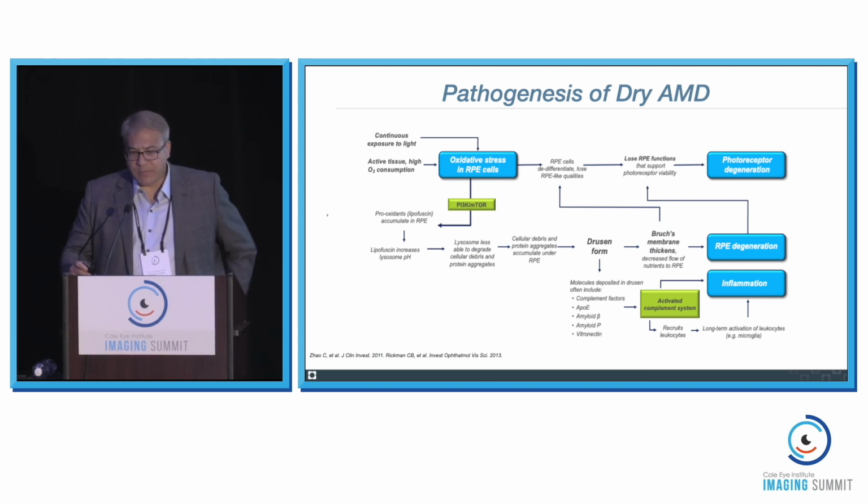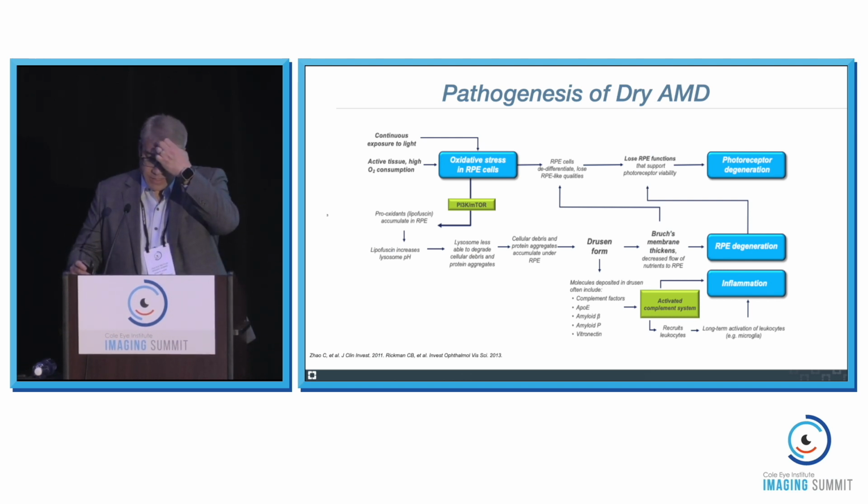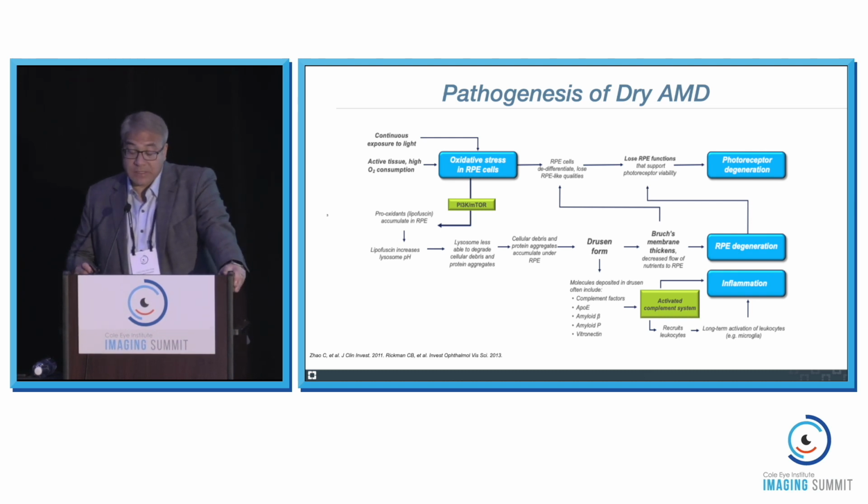So if we look at the pathogenesis of dry macular degeneration, the only thing that we have that has positive phase 3 is at the end of this graph, basically the complement system in green at the bottom there. But really, if you think about it, we don't have a smoking gun.